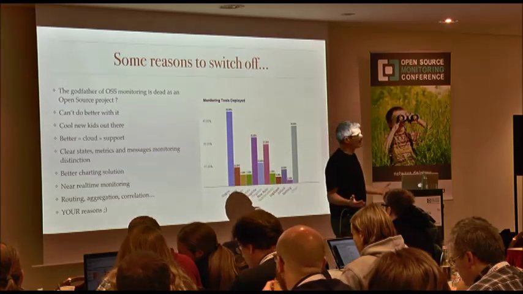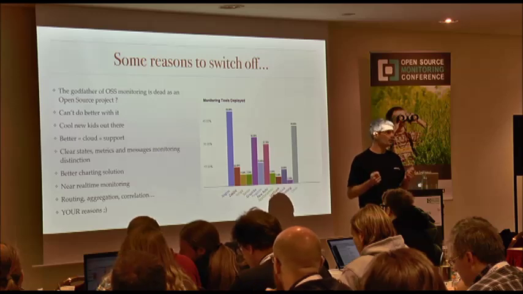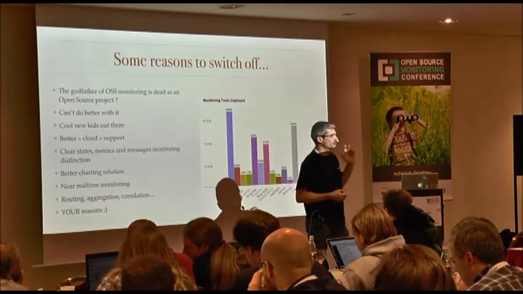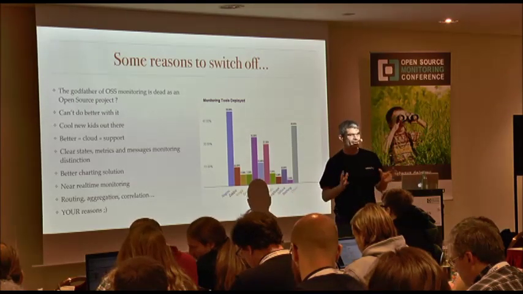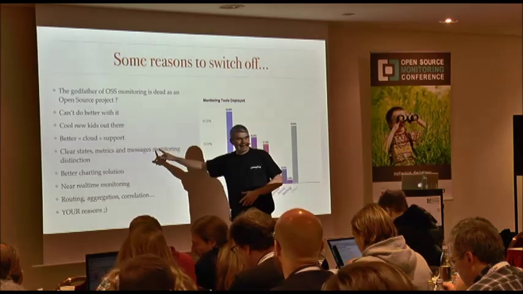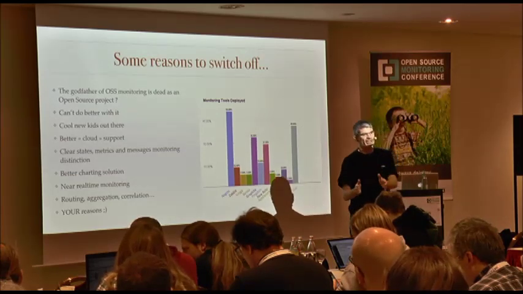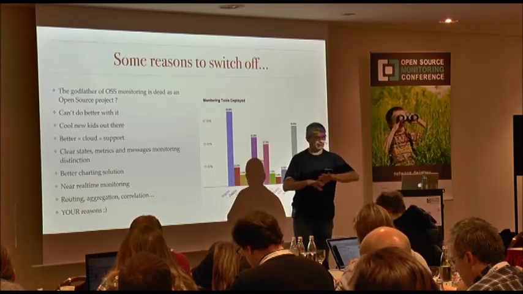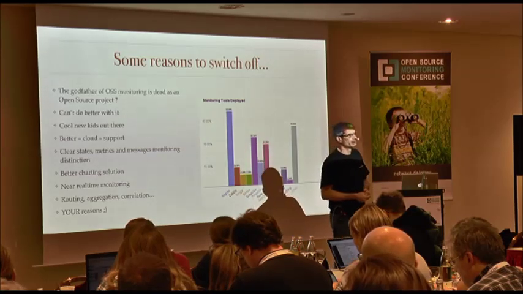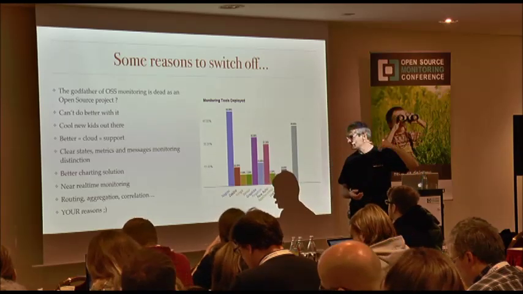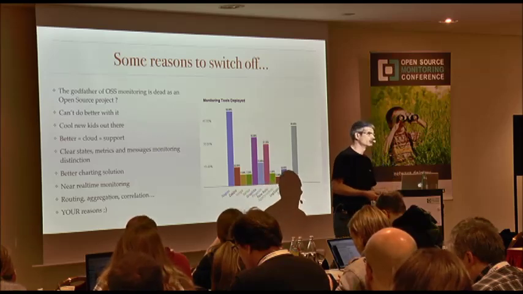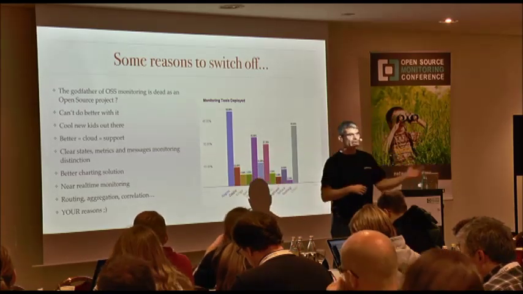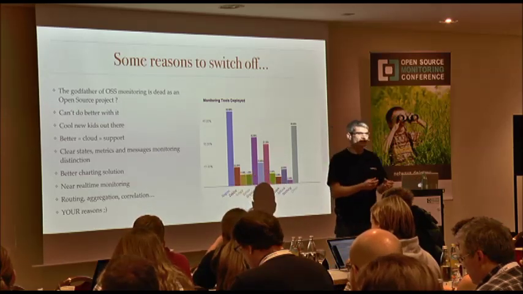A really good reason: in the open source community there are always new cool things, new cool toys, and I like new toys. Better cloud support. If you are trying to use Nagios in a cloud-based infrastructure, you will see the limits. I would like to have clear state, metrics, message monitoring, not a plugin that goes for a check, a state, a message, and a metric. I want to separate all that. Of course, a better charting solution. The next step for me is going to near real-time monitoring. So it can be done with Nagios. I want also to add some routing, aggregation, correlation, call it whatever you want. It's maybe some magic or some intelligence to add to the solution.